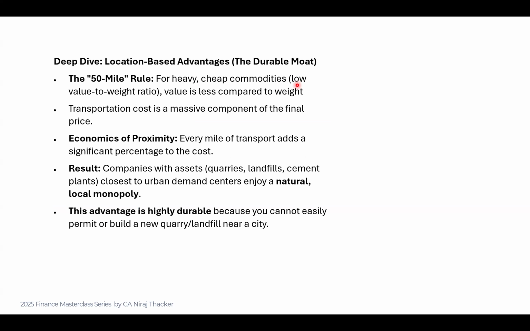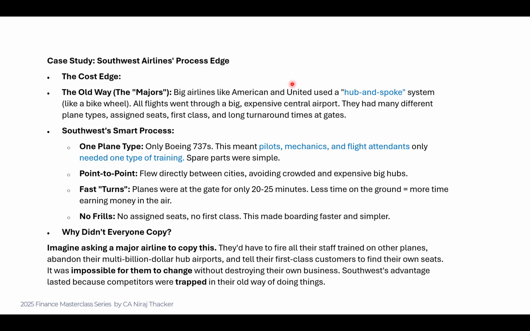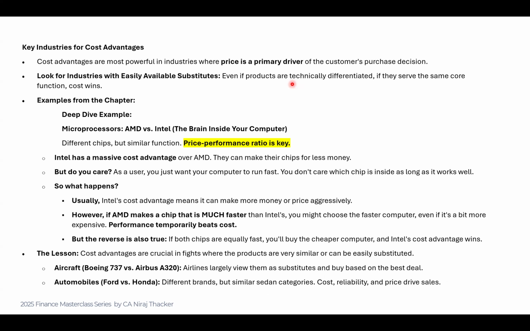Because you are carrying more quantity of goods and value is very less, your main cost is transportation. So always remember this: when you are talking about location, and the value compared to the weight is very, very less, then this dynamic will play out. Here I spoke about value to weight ratio, and there it was about price to performance. So keep these two things in mind.